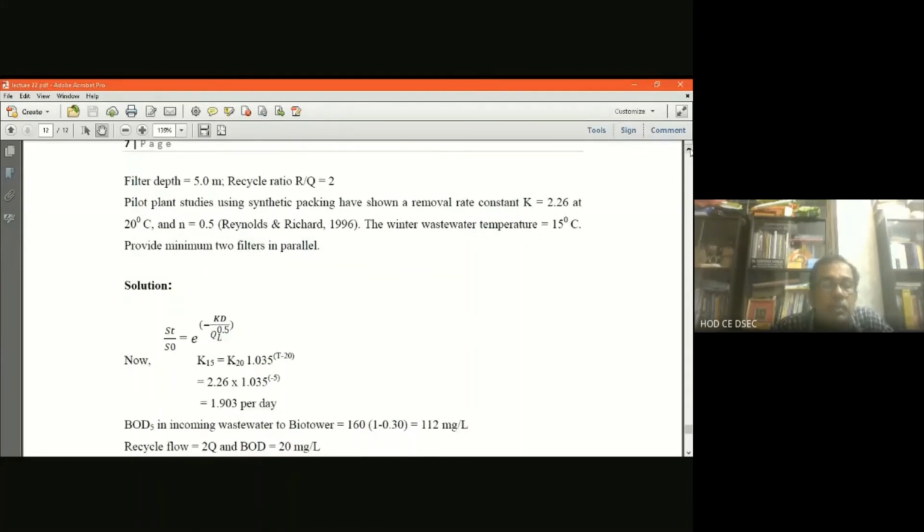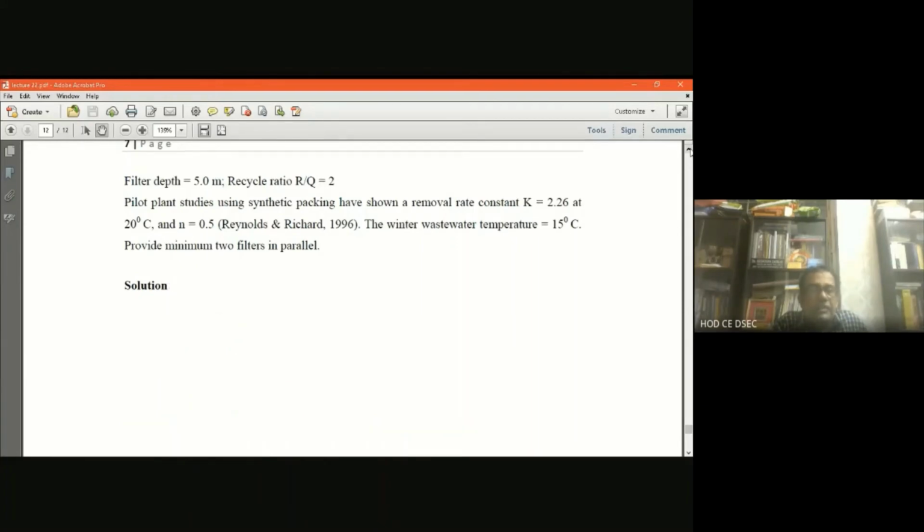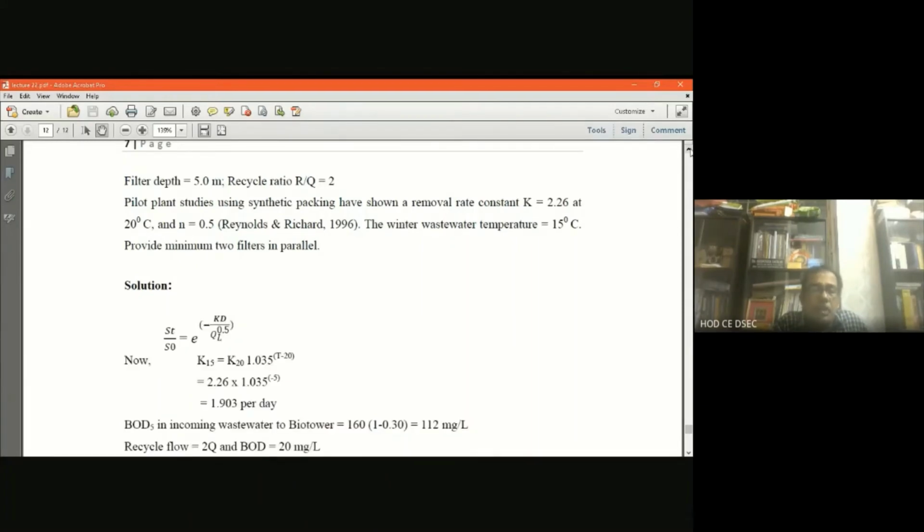Now, first of all, we know the relationship between the biodegradation constant K and temperature: K15 equals K20 into 1.035 whole to the power T minus 20. That is the basic equation for conversion of the K value corresponding to that particular temperature. Now at 20 degree centigrade, the K value is given as 2.26. So what will be the K value at 15 degree centigrade?